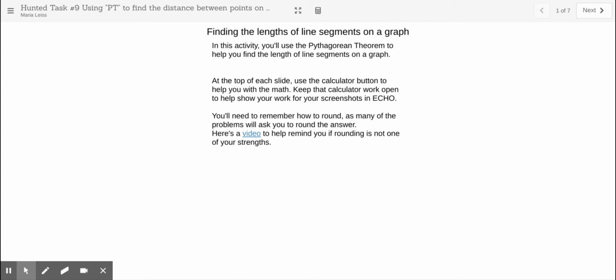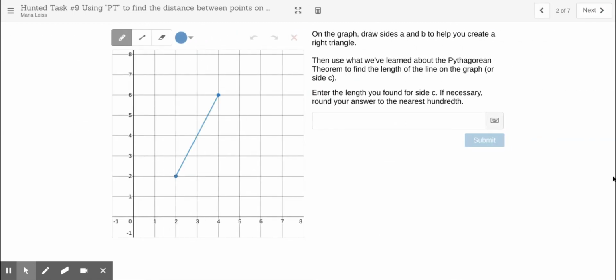Now, at the top of each slide, I want to show you a couple of things, because this is a cool thing, but I want you to also understand that this activity is self-checking. It's going to tell you if your answer is correct or not. However, it is going to be asking you to round your answers. There is this video here on the very first slide. If you forget how to round or if you get stuck, there are a variety of examples in this video. So feel free to click on it and then scroll ahead in the video to find an example similar to the one you want if you get stuck. So let's dive in.